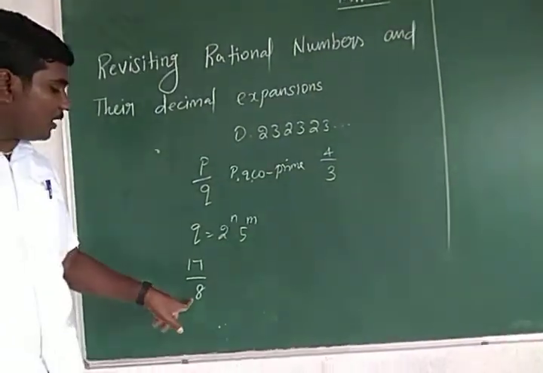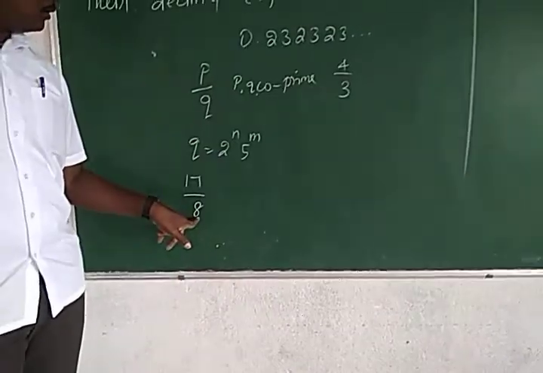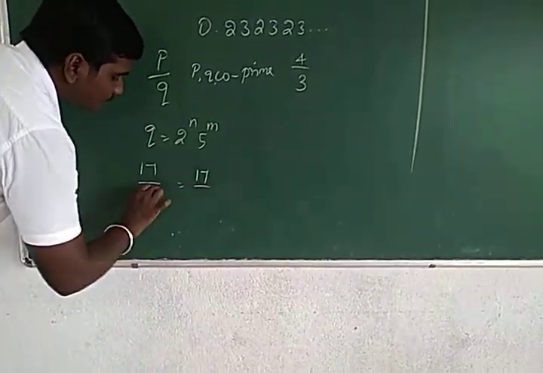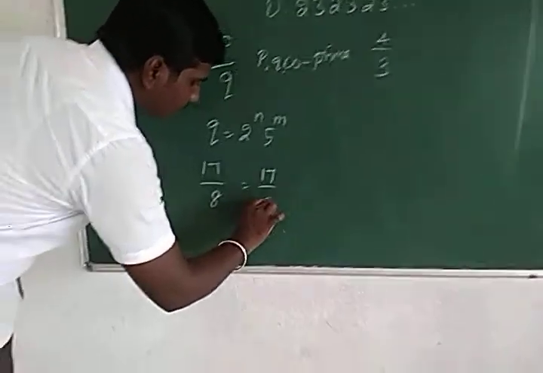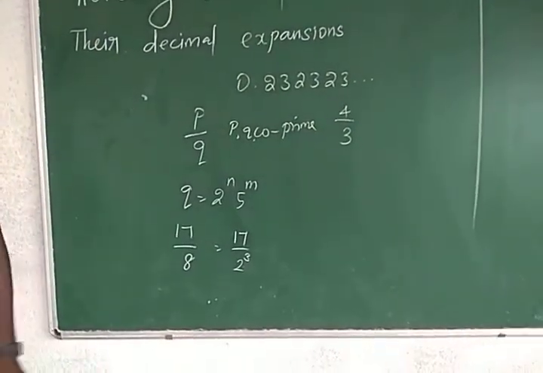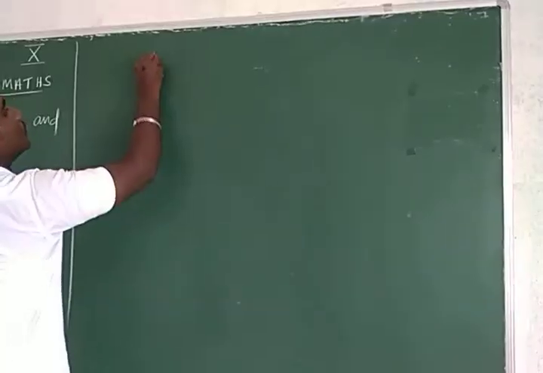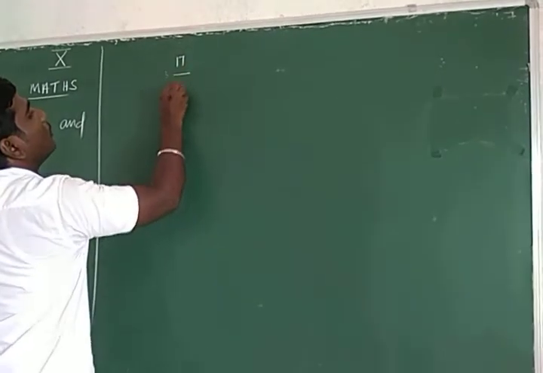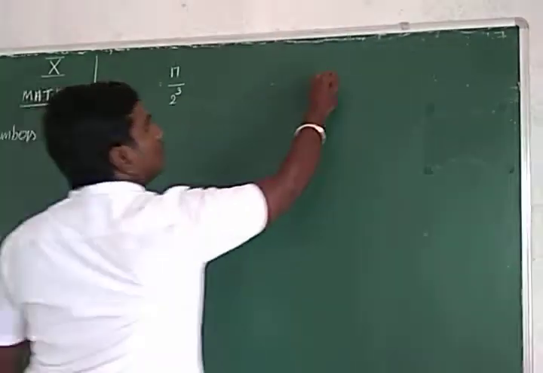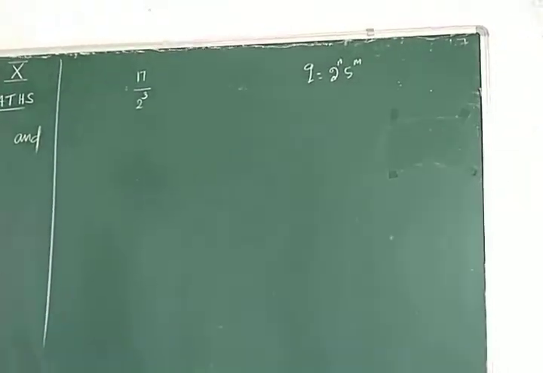The second concept is the prime factorization of q. What is it? It is 17 by 2 power 3. So 17 by 2 power 3. Already we see q is 2 power n, 5 power m.